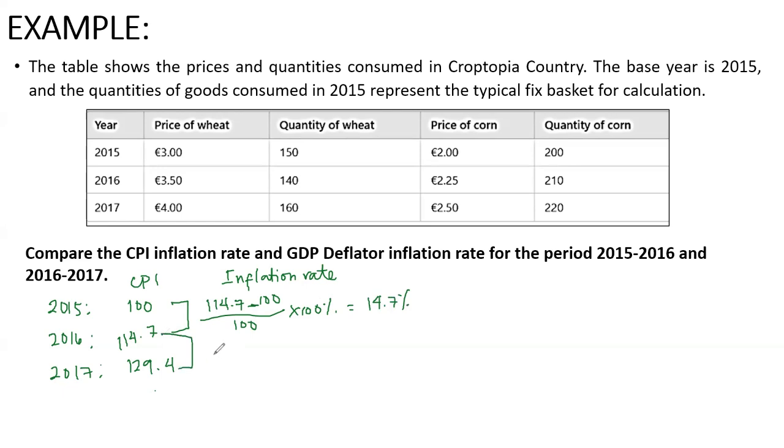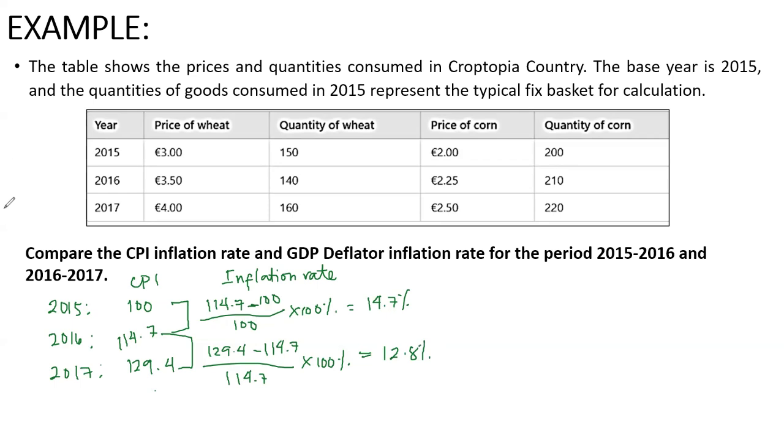While on this, we have 129.4 minus 114.7, over 114.7 times 100%. So we have 129.4 minus 114.7, which is 14.7, divided by 114.7. So we have here 12.8 percent.